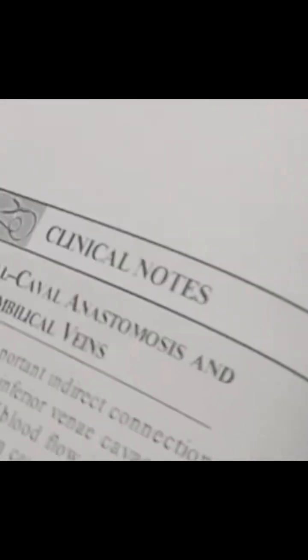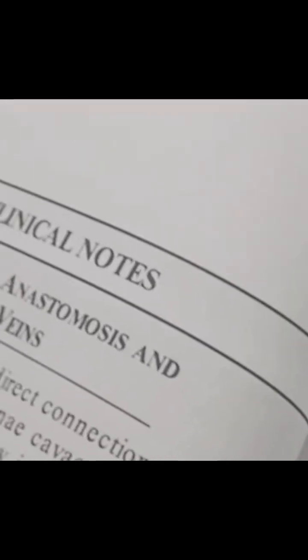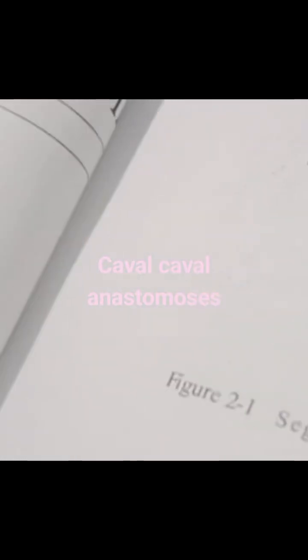Caval anastomosis and para-umbilical veins. Note the important indirect connection between the superior and inferior vena cava. This may permit the reversal of blood flow in patients with an obstructed vena cava caused by a large mediastinal or abdominal tumor.